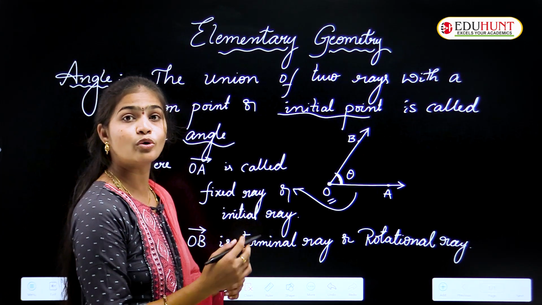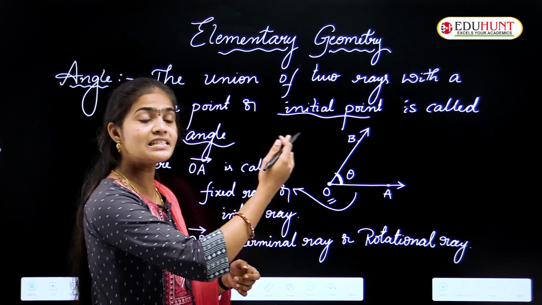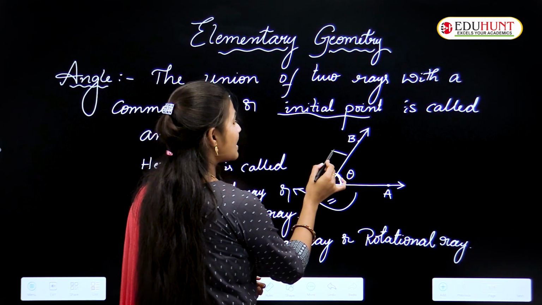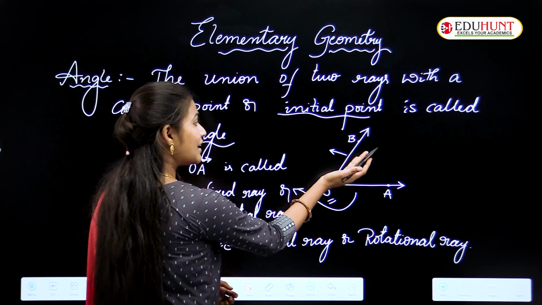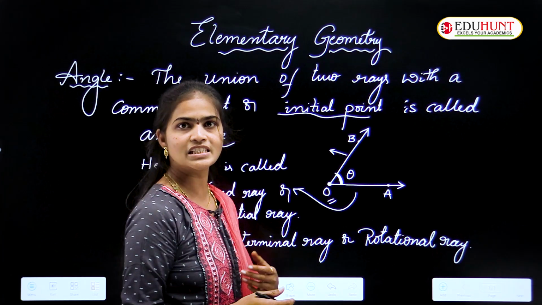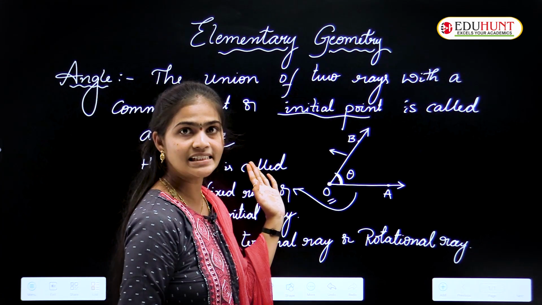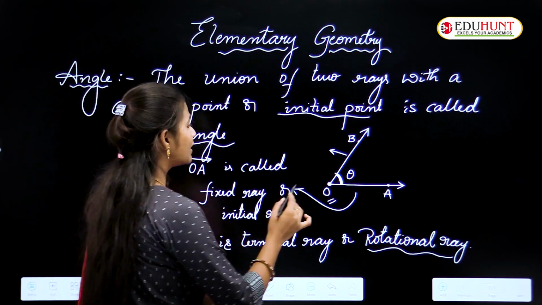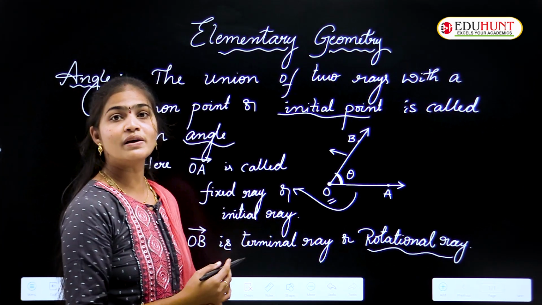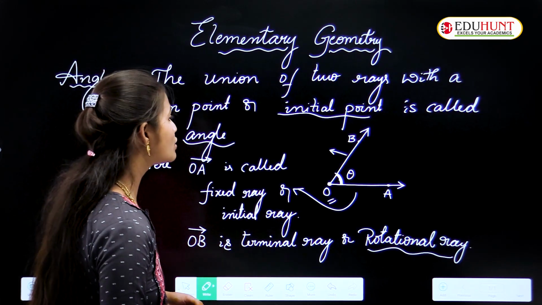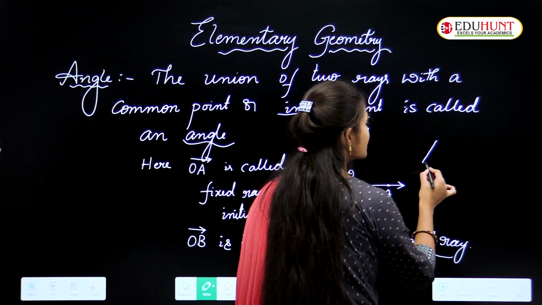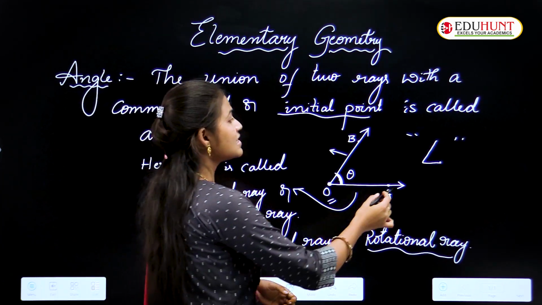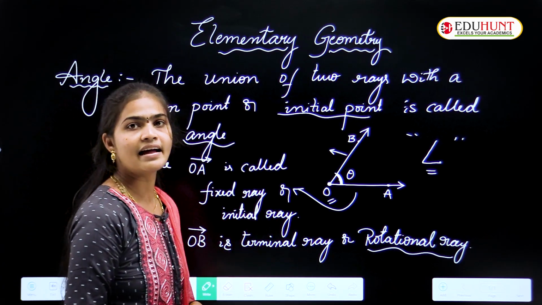Rotational ray means the ray which we use for rotation. This is a rotational ray or a terminal ray. That ray rotates by the angle we have taken, so we call it a rotational ray. After that, what is the symbol which we use to represent an angle? This is that symbol, just like an L. This is the symbol we use to represent an angle.